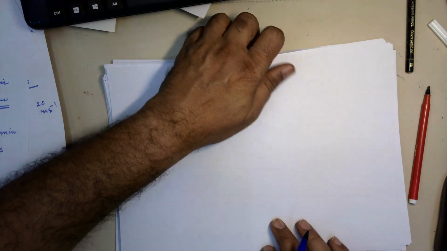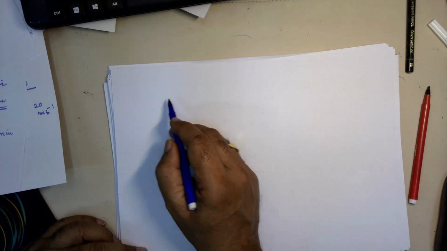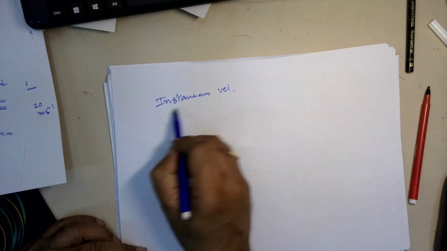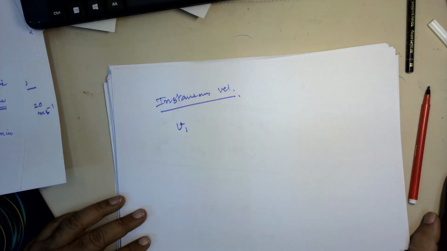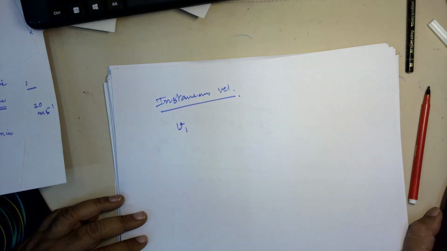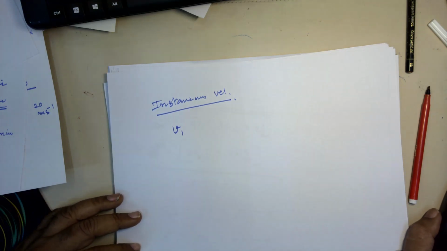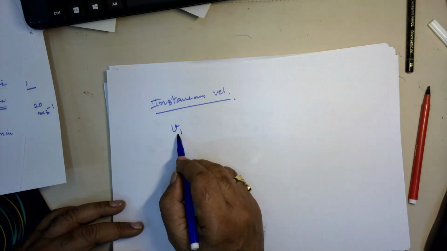And now let me conclude this session with instantaneous velocity with a better explanation. Take down instantaneous velocity. So here I was discussing instantaneous speed, not displacement, speed. Now let us discuss instantaneous velocity. So the instantaneous velocity is given by Vi.